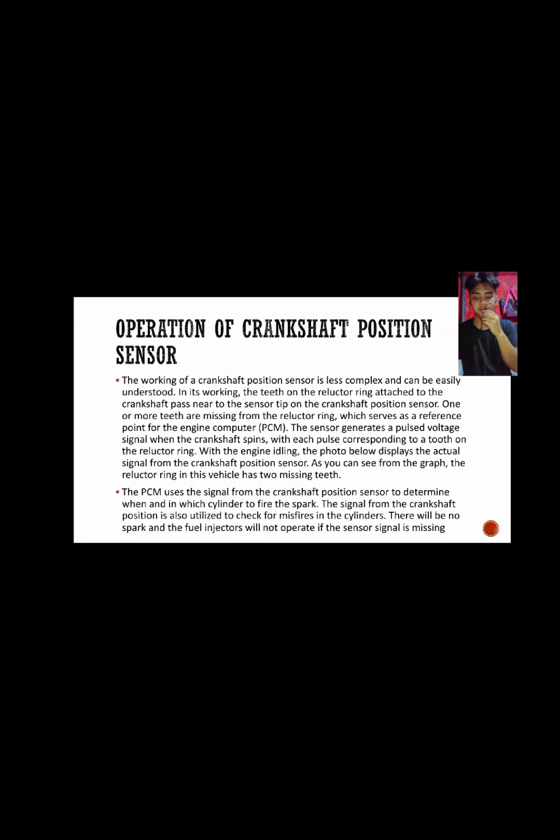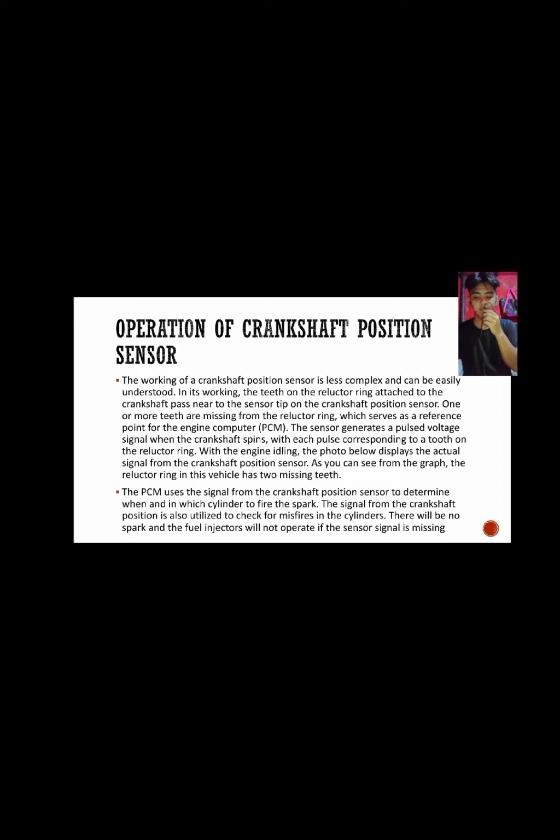The sensor generates a pulse voltage signal when the crankshaft spins, with each pulse corresponding to a tooth on the reluctor ring. With the engine idling, the photo below displays the actual signals from the crankshaft position sensor. As you can see from the graph, the reluctor ring in this example has two missing teeth.